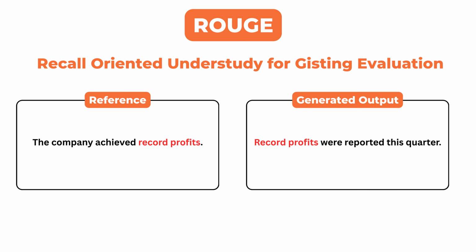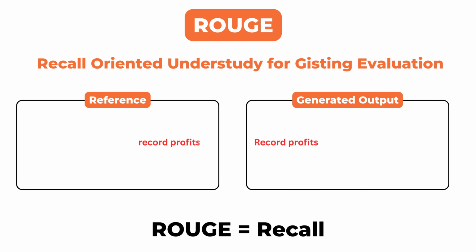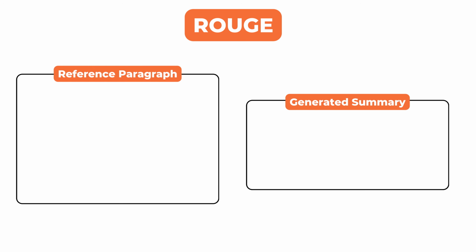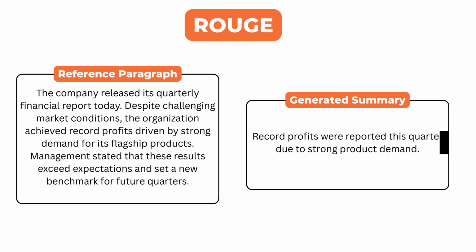Instead of focusing on matching phrases exactly, ROUGE focuses on recall, that is, how much of the important information is captured. This makes ROUGE especially useful for summarization, where the phrasing can change but the core ideas must stay intact.